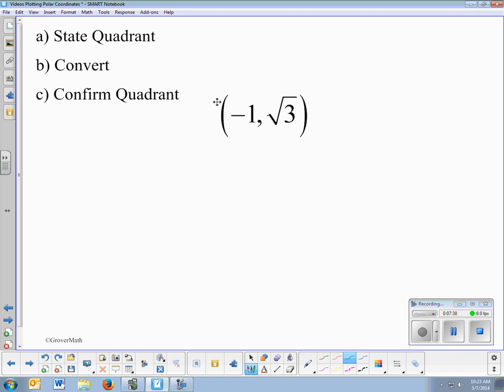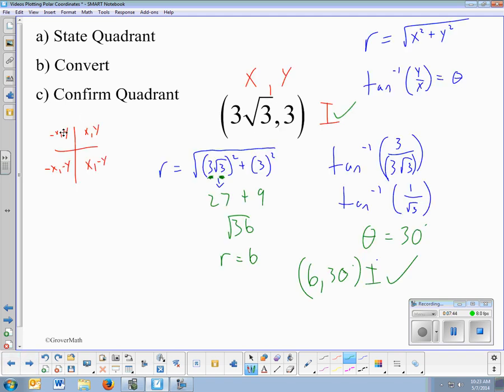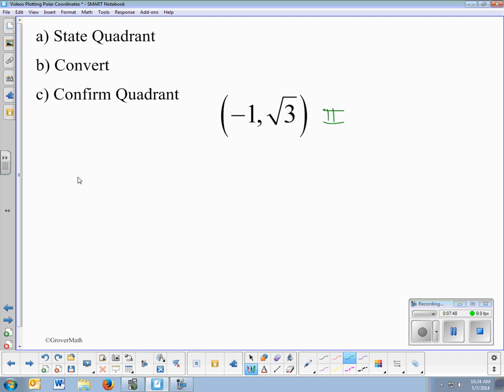(-1, rad 3). This is a quadrant 2 angle because we have a negative x and a positive y. You refer back to this diagram, negative x, positive y, that's quadrant 2. So let's start with r. The square root of (-1) squared plus radical 3 squared. (-1) squared is 1. Remember, negative squared is positive. Radical 3 squared is 3. 1 plus 3 is 4. Square root of 4 gives us r equals 2.